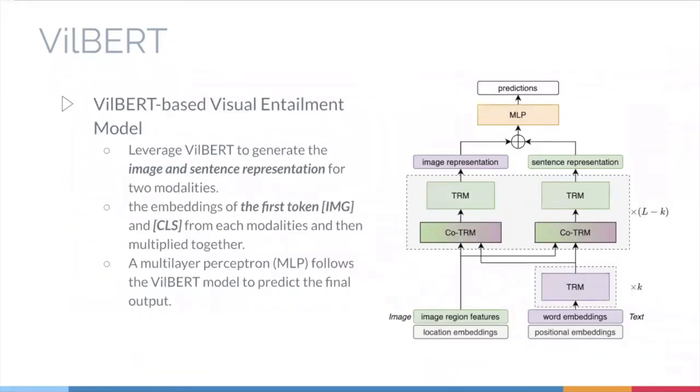The ViLBERT-based visual entailment model leverages ViLBERT to generate the image and sentence representation from two modalities. The embeddings of the first token from each modality are selected to be the final representation and then multiplied together. A multi-layer perceptron following the ViLBERT model is used to predict the final output.